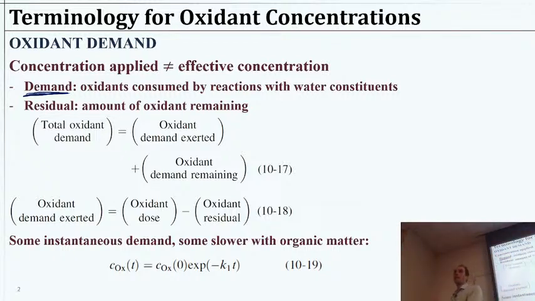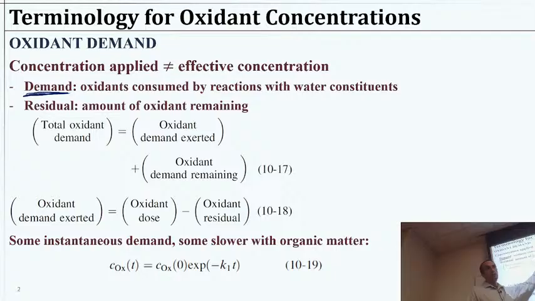So it's going to be a demand that is consuming the oxidant with reactions based on what's there. Then once that demand is satisfied, we have some residual chlorine or some residual ozone. So we use the term residual to refer to the amount of oxidant that remains that can then go and do the oxidation. So we have demand and residuals, and so we could describe this in terms of the total oxidant demand, which would be the oxidant demand exerted at some time plus the remaining oxidant demand that is in the water.